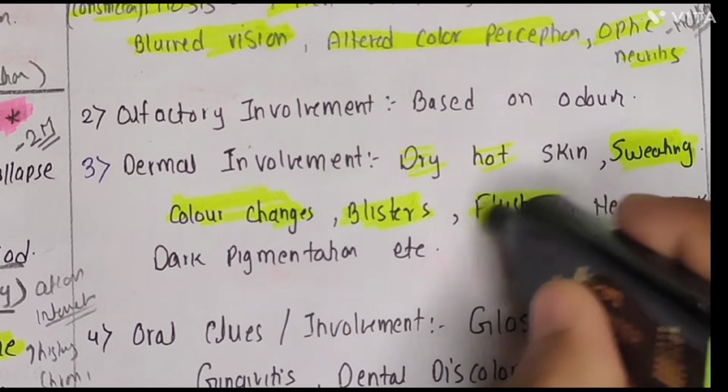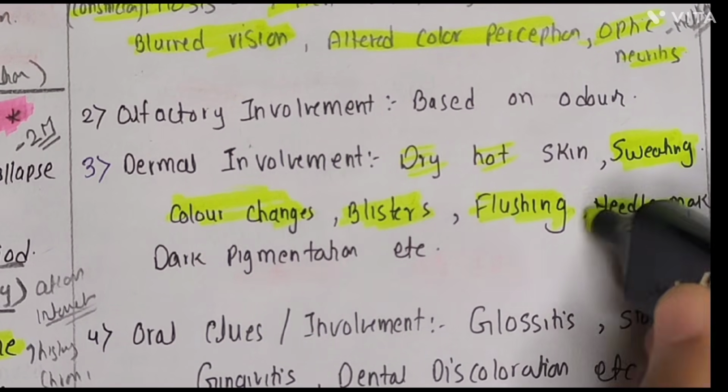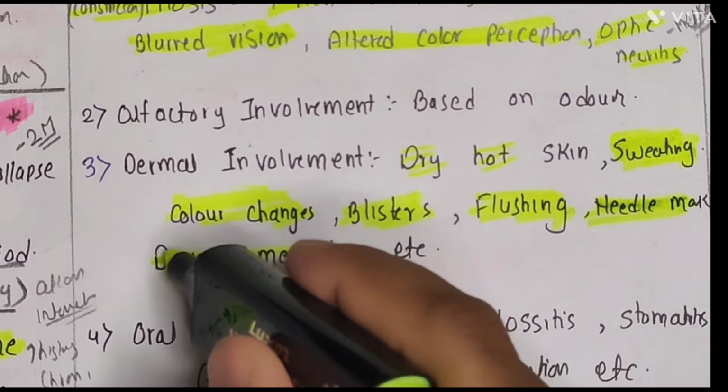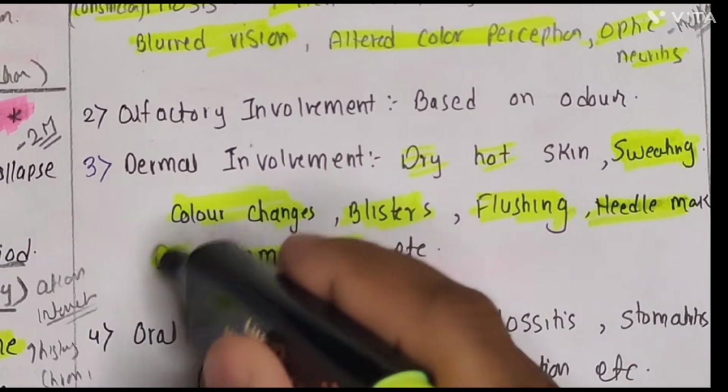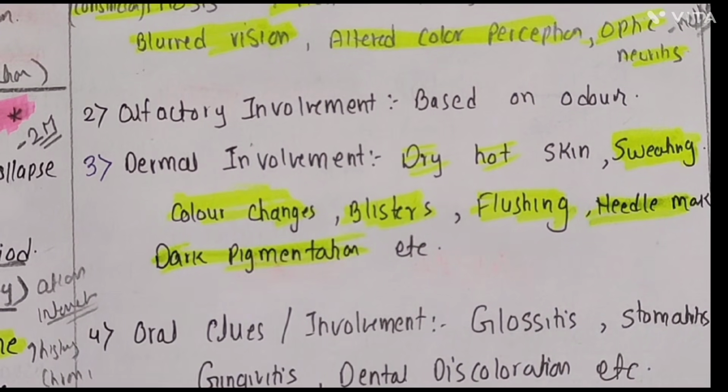Then there might be flushing. This is actually due to the increased blood circulation. And sometimes needle marks, if there is an illicit drug or drug dependency, in those cases we can see the needle mark, and sometimes there is dark pigmentation as a side effect of a drug. Basic example is vitamin A. If we take vitamin A in excess, there will be dark pigmentation. So all those things will be the consequences of dermal involvement.